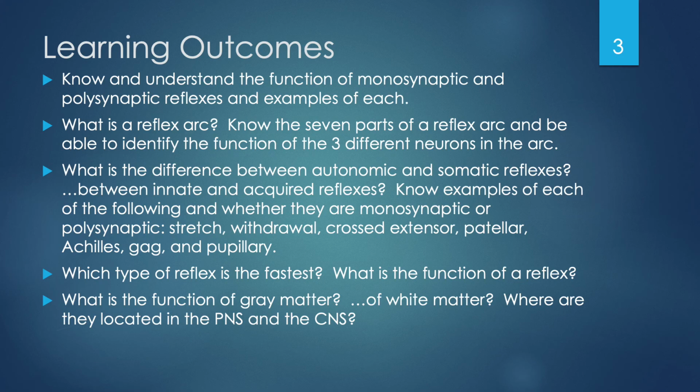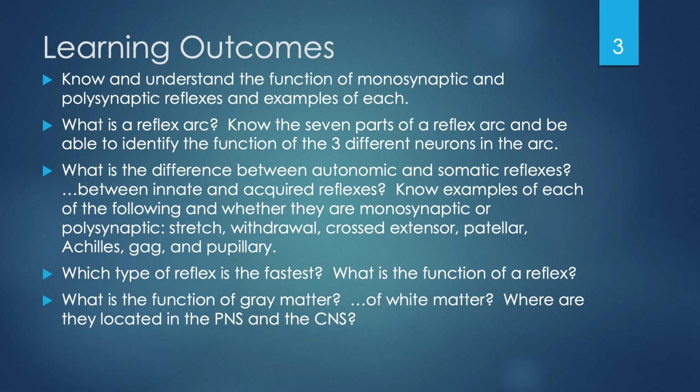Objectives also include to know and understand the function of monosynaptic and polysynaptic reflexes and examples of each. What is a reflex arc? Know the 7 parts of a reflex arc and be able to identify the function of the 3 different neurons in the arc. What is the difference between autonomic and somatic reflexes? Between innate and acquired reflexes?